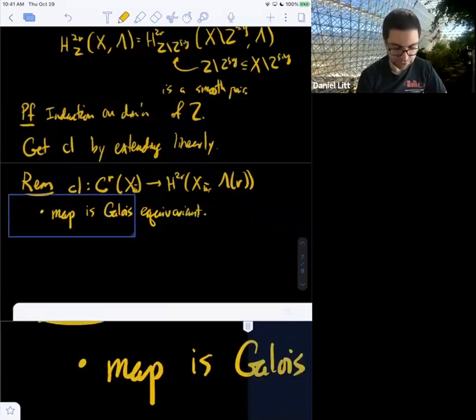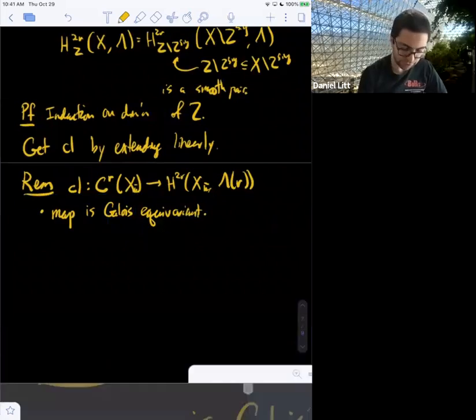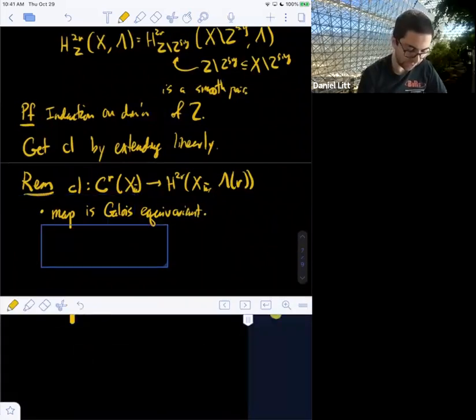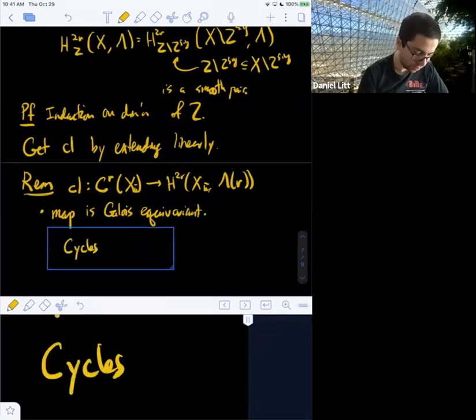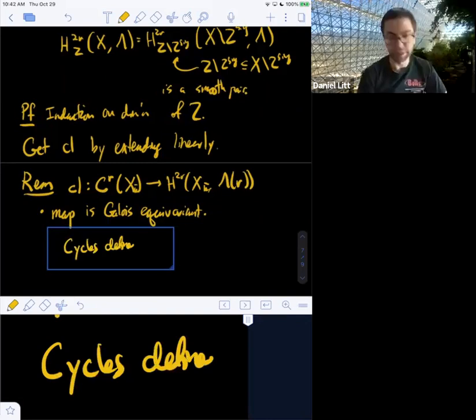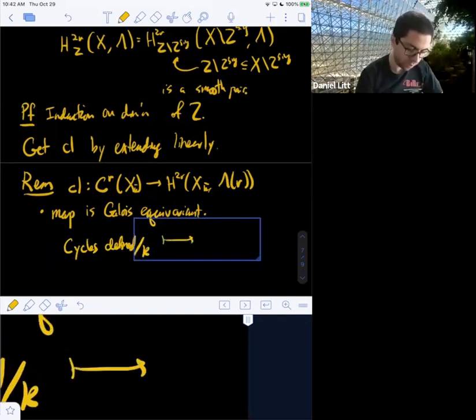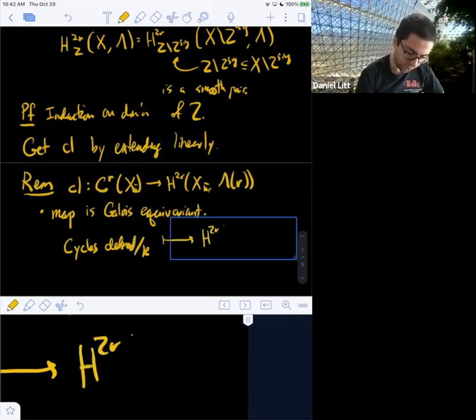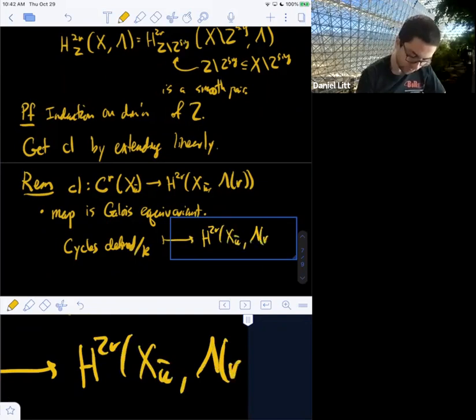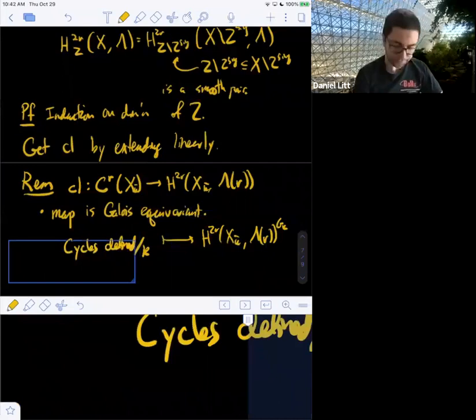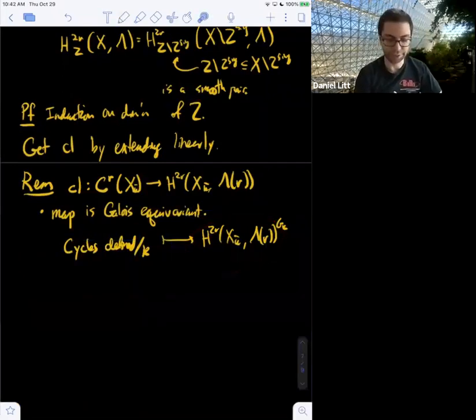Right, so what does that tell us? What that tells us is that we have a cycle over K, meaning like the defining equations, for example, have coefficients in K. This maps into H2R of X over K bar, and then the Galois invariance. Just because if you're defined over K, well, you're Galois fixed here, so you better be Galois fixed here.